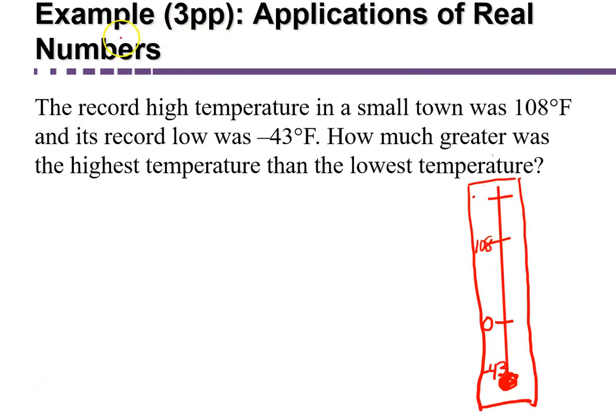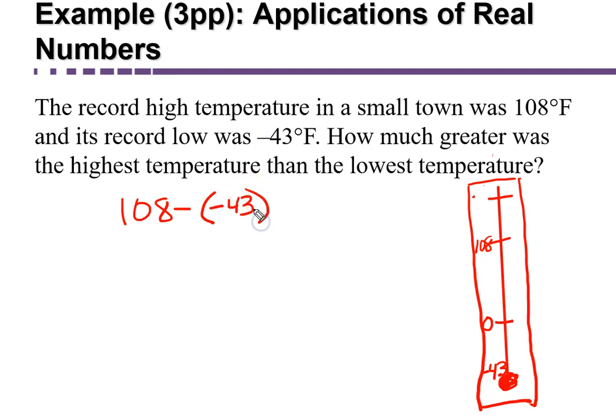Again, write this up. This is not in your booklets. In our PowerPoint slides, example 3 PP, PowerPoint. The record high temperature in a small town was 108. I put that on a thermometer here. And its record low was a negative 43. I put that there. How much greater was the highest temperature than the lowest temperature? So we would find that by doing subtraction. And it would be like 108 minus, now we have to put that in parentheses, a negative 43.